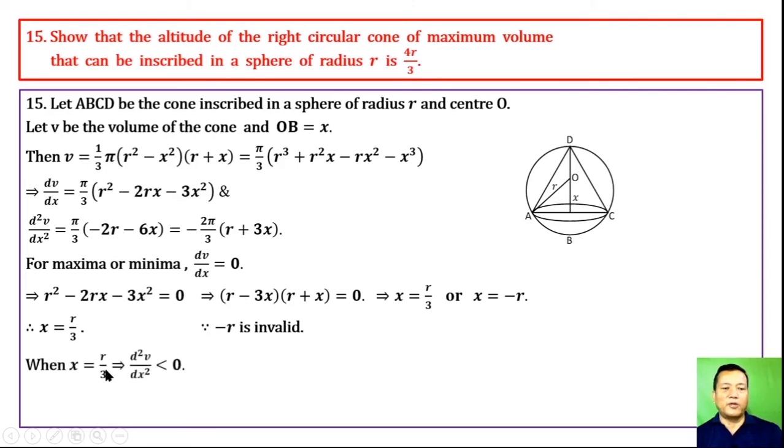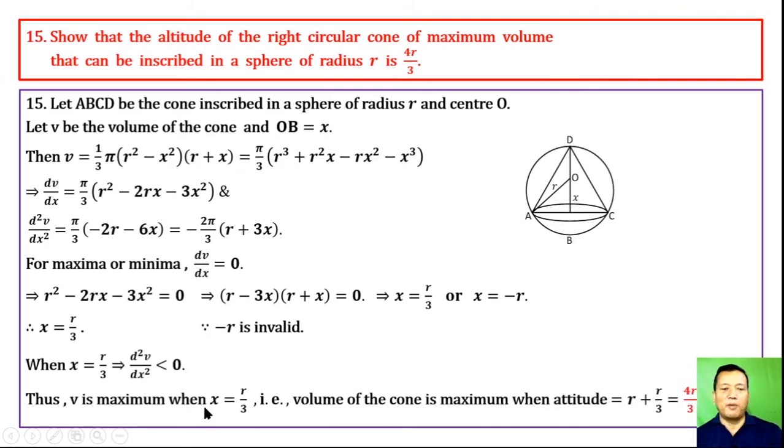When x is equal to r by 3, the second order derivative becomes negative. Thus V is maximum when x equal to r by 3, that is, the volume of the cone is maximum when altitude is DO plus OB, that is r plus r by 3, that is 4r by 3. Hence proved.